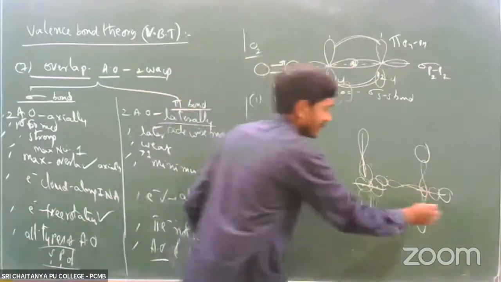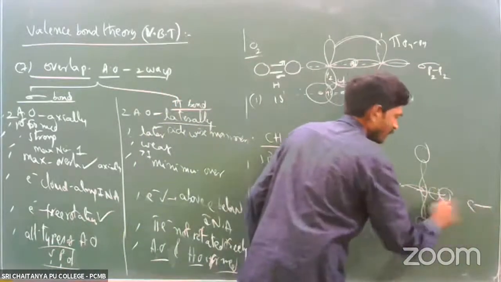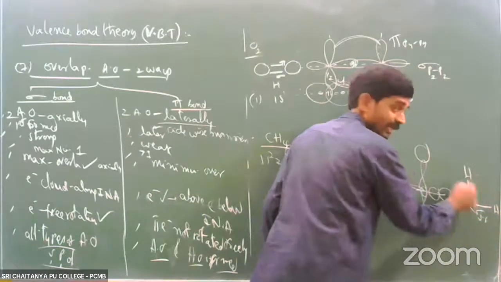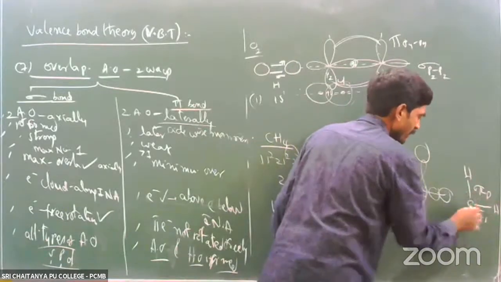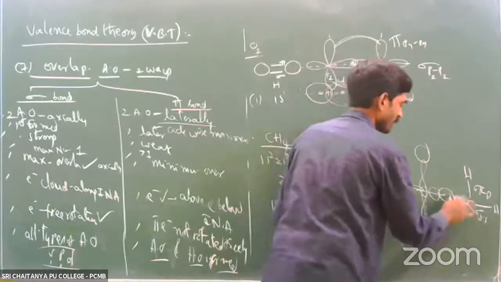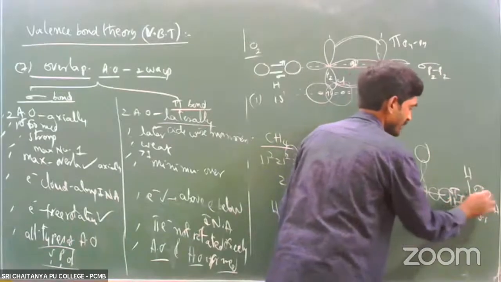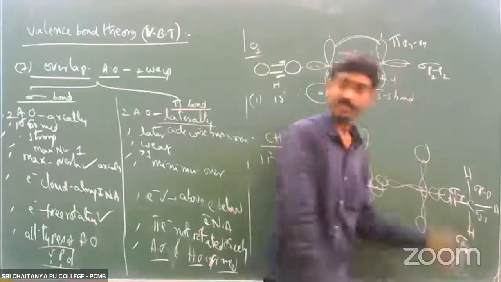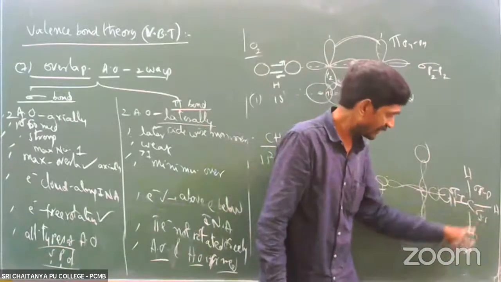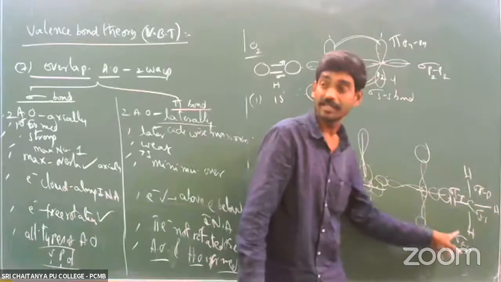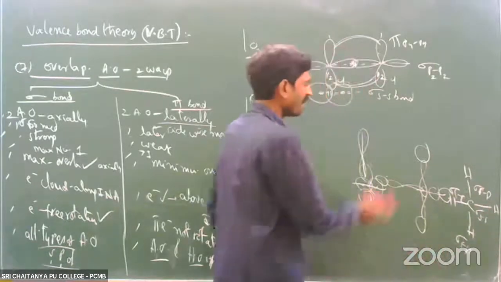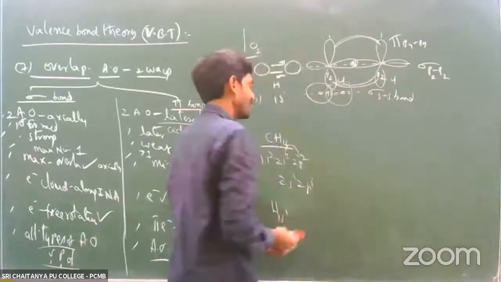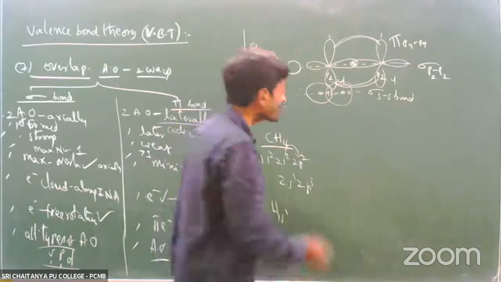Then what you get here: this is the carbon, and this is one bond with hydrogen, a sigma ss bond. The others are sigma sp bonds with hydrogen. So among the four, one is a sigma ss bond and the remaining three are sigma sp bonds. Got it? All these are overlapped in such a way as to minimize the repulsions among them.